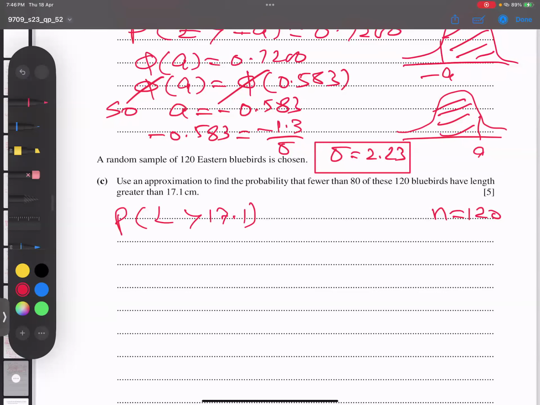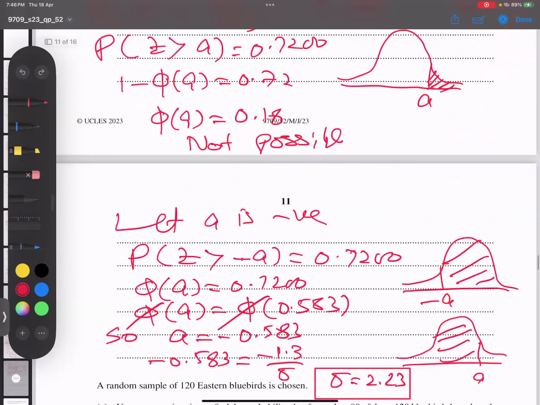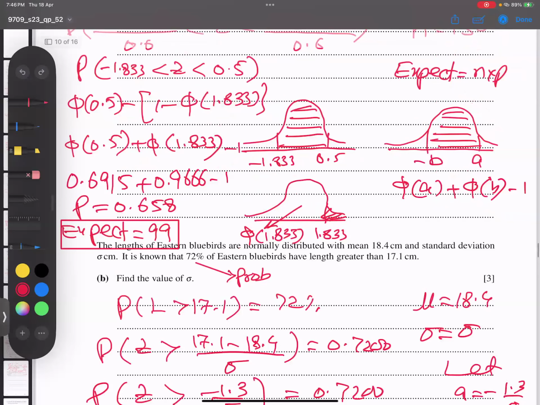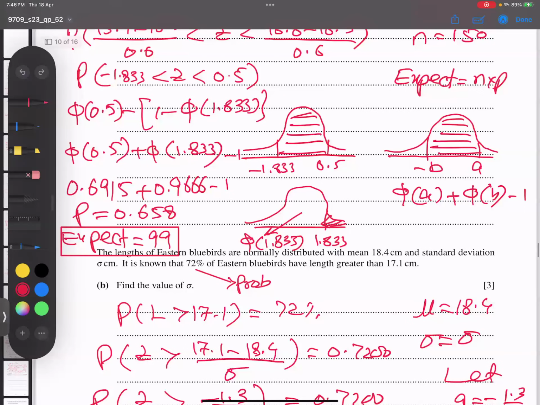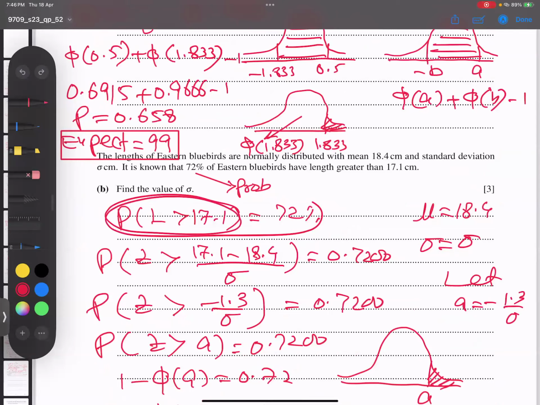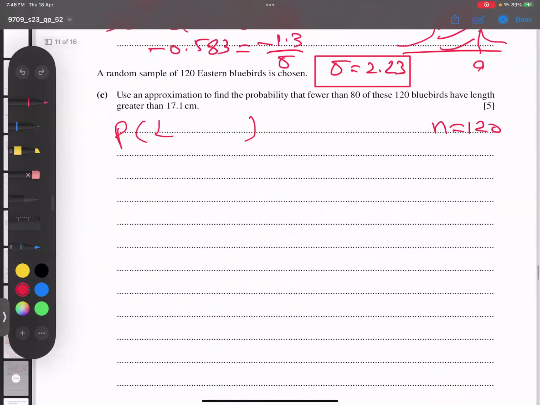And now what is he saying? Length greater than 17.1, I think we have it. Let me check. Yes, we have it. Look here. Length greater than 17.1 is 72%. So the probability of favor is 72%, or you write the probability 0.72. So no problem at all. And Q becomes 1 minus 0.72, which is 0.28.